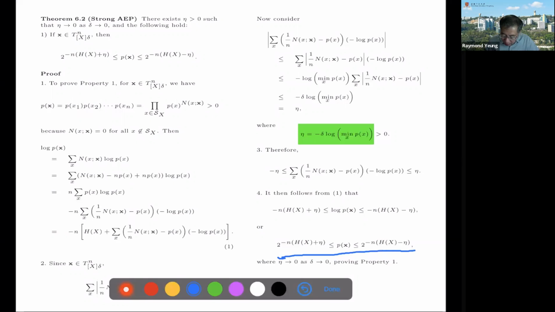Now the reason why we need to invent another quantity eta is that eta is taken to be minus delta times log of the minimum of p of x over all x. Now this is where we need the finite alphabet assumption, because if the alphabet is not finite, then this minimum does not exist. So eta is equal to this constant, multiplied by delta. This constant is equal to minus log of this minimum probability, and so eta is equal to a constant multiplied by delta, and that's why eta goes to 0 as delta goes to 0.